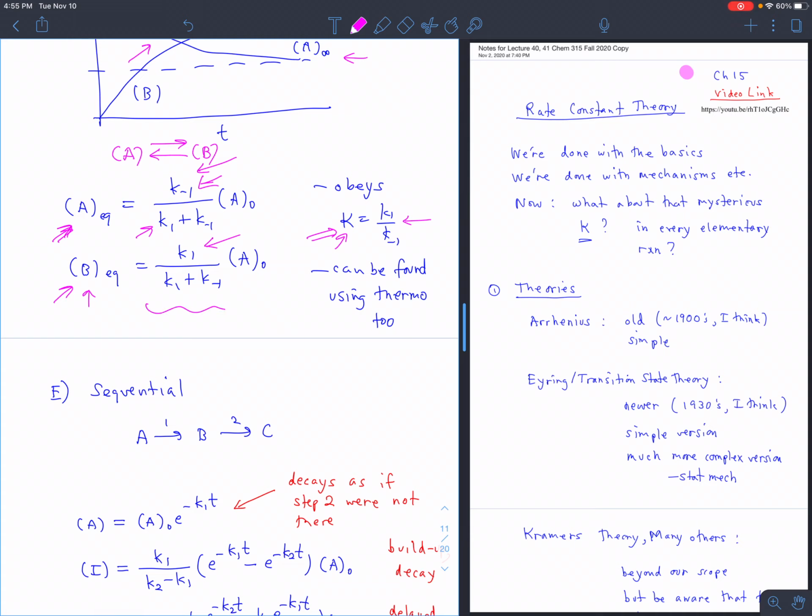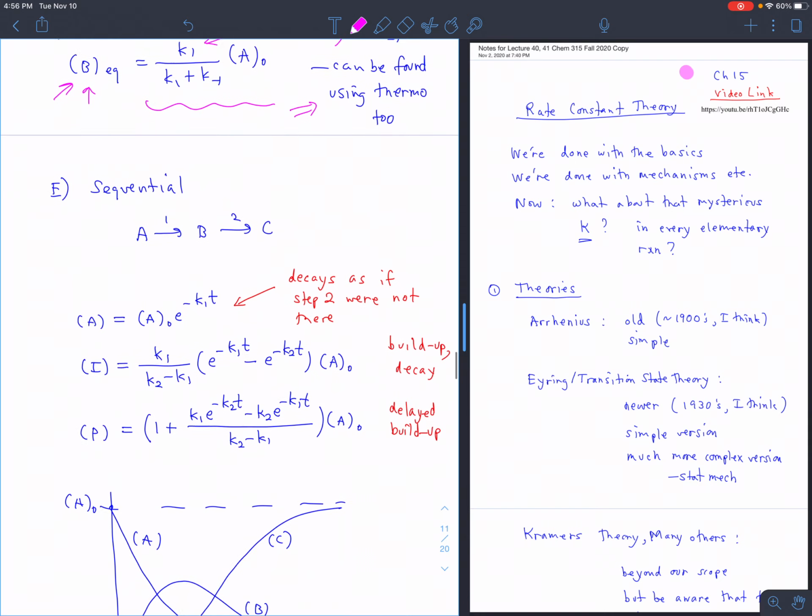Also, these expressions that we derived strictly from kinetics could also have been derived, equivalent ones, from thermodynamics alone without any reference at all to kinetics. So again, the two are consistent with each other.